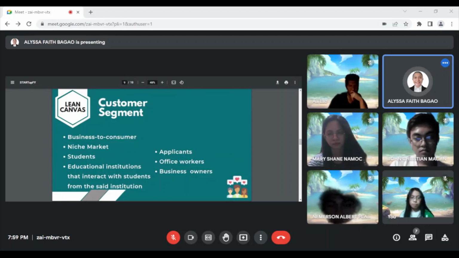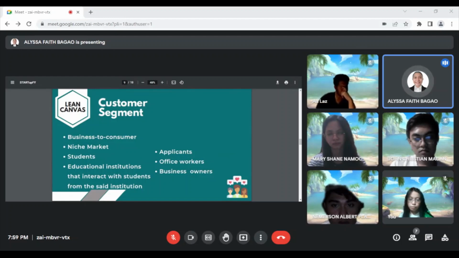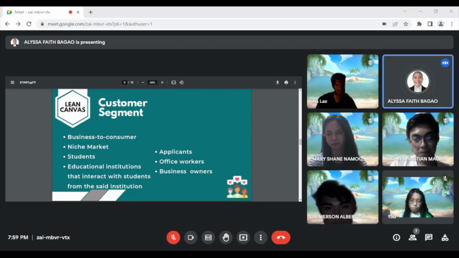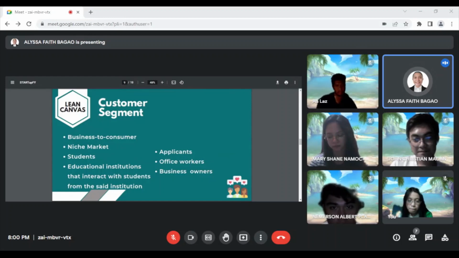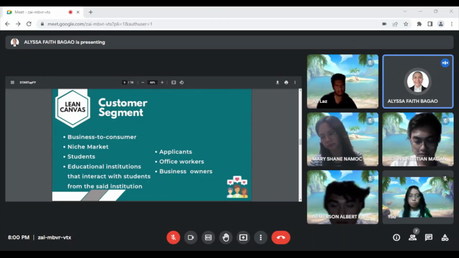Because we provide a niche service, we cater to our clients' tastes. For instance, as our service offers all printing services, we can always take care of a customer's demands if they need us to print a shirt or anything else printable. As for the specific target customers, we have students, educational institutions that interact with students within the school, applicants, office workers, and business owners.